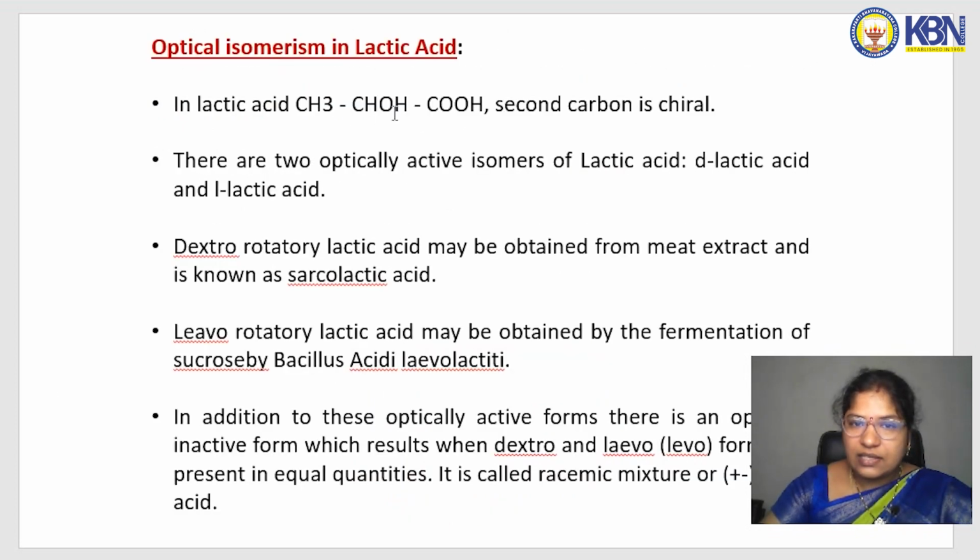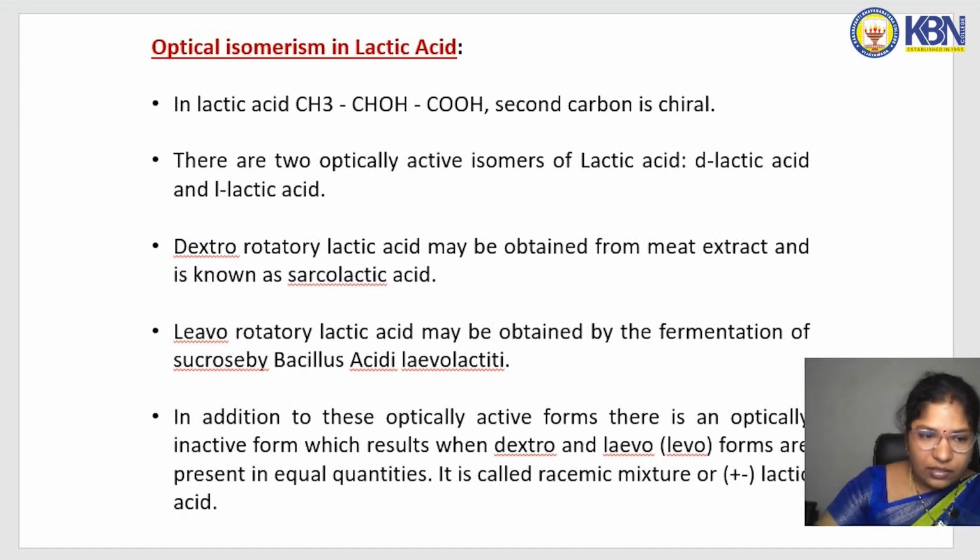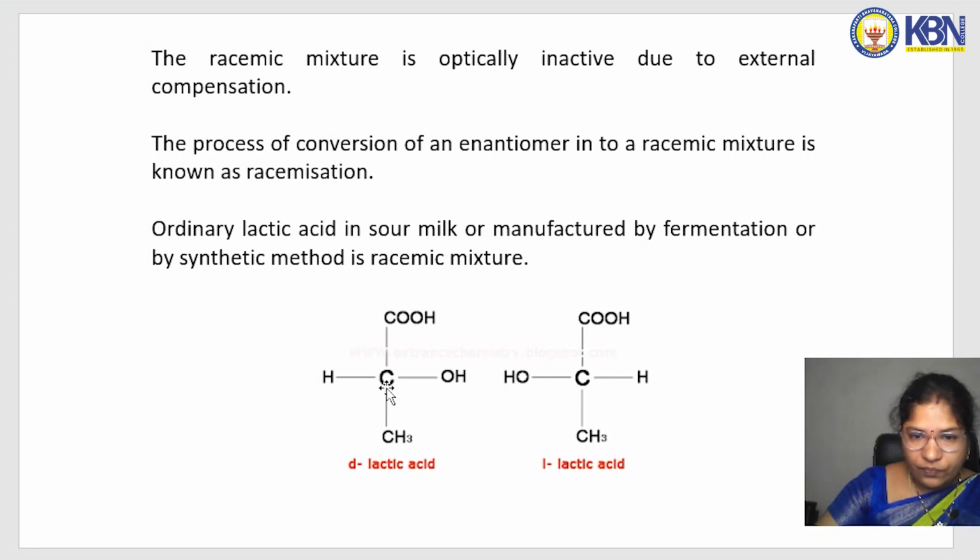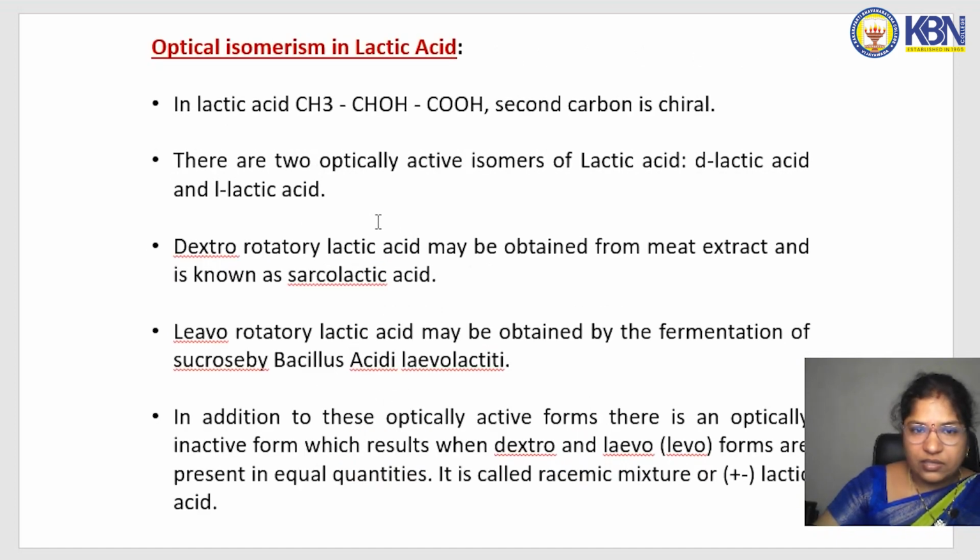In lactic acid, CH3, CHOH, COOH, the second carbon is chiral. Already we saw that this is the second carbon, this is the chiral center. And next, there are 2 optically active isomers present in lactic acid. One is represented as D and the other as L: D-lactic acid and L-lactic acid. Dextrorotatory lactic acid may be obtained from meat extract and is known as sarcolactic acid.